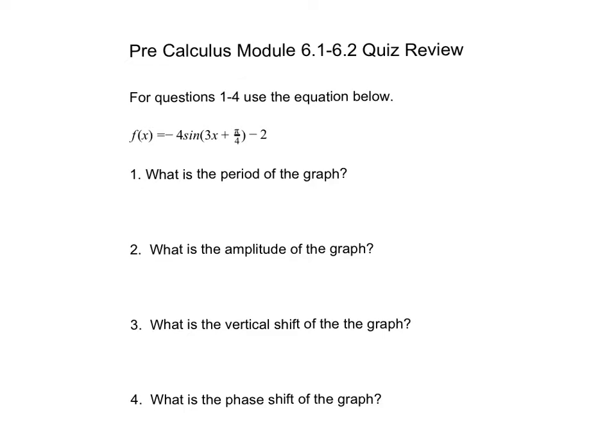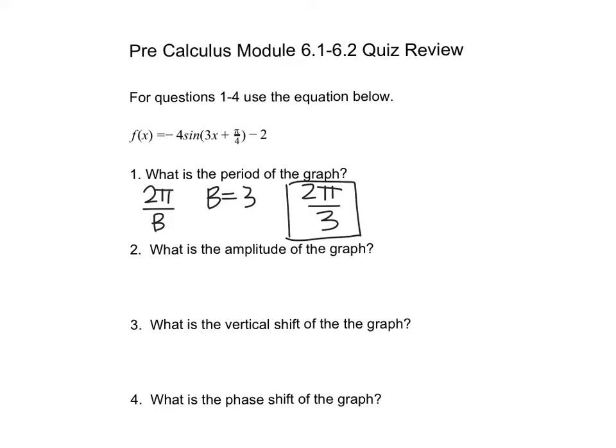We're going to go over some concepts you'll be expected to know when you take your 6.1 to 6.2 quiz. So for questions 1 through 4, we're going to use the equation f of x equals -4 sine of 3x plus pi over 4 minus 2 to answer some questions. So the first thing we know is what the period of the graph is. So you remember from your notes, the period comes from 2 pi over b. And in our equation, b is 3. So our period is going to be 2 pi over 3.